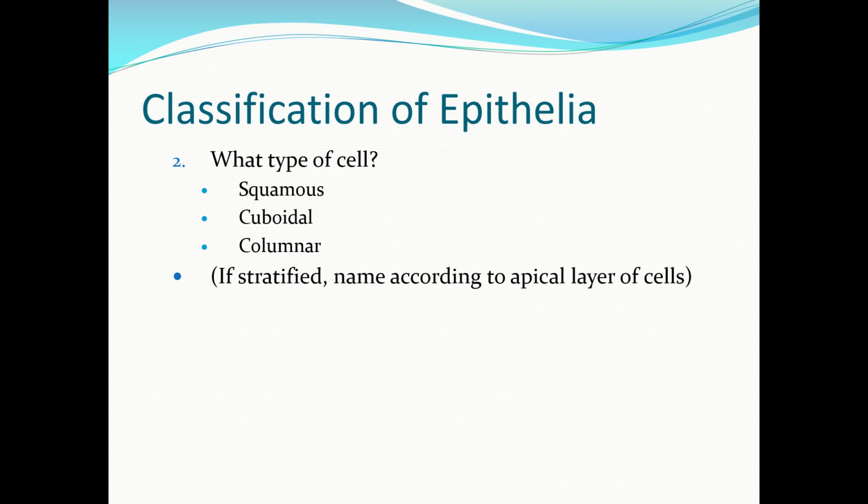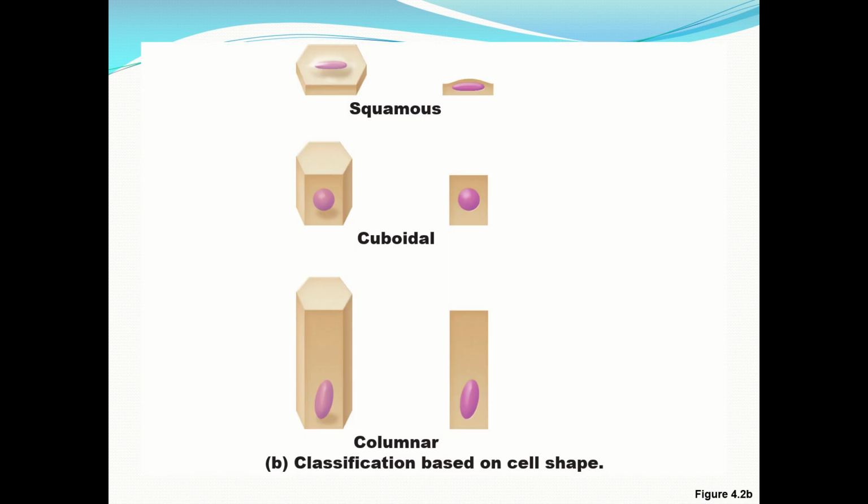The next question to ask when classifying epithelia is what type of cell? Is it a squamous or flat cell? Is it cuboidal or cube-shaped? Or is it columnar, taller than it is wide? If the tissue is stratified, it is named according to the apical or top layer of cells. A squamous cell is flat, a cuboidal cell is cube-shaped, and a columnar cell is taller than it is wide.